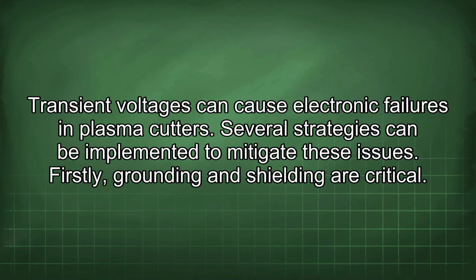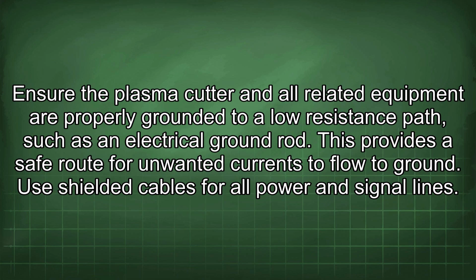Transient voltages can cause electronic failures in plasma cutters. Several strategies can be implemented to mitigate these issues. Firstly, grounding and shielding are critical. Ensure the plasma cutter and all related equipment are properly grounded to a low resistance path, such as an electrical ground rod. This provides a safe route for unwanted currents to flow to ground.